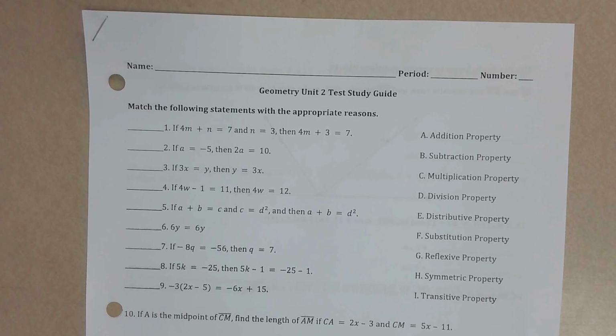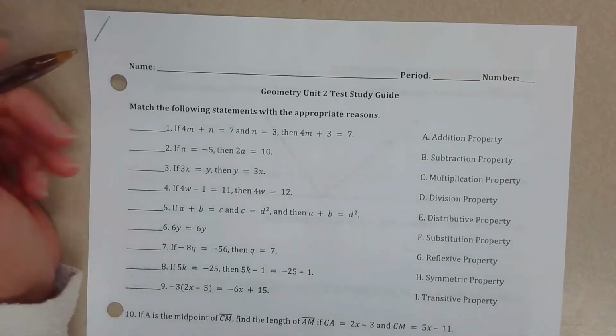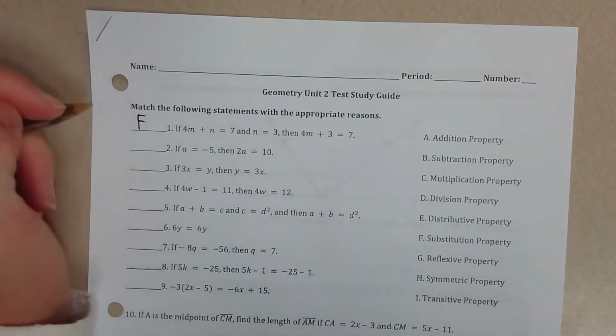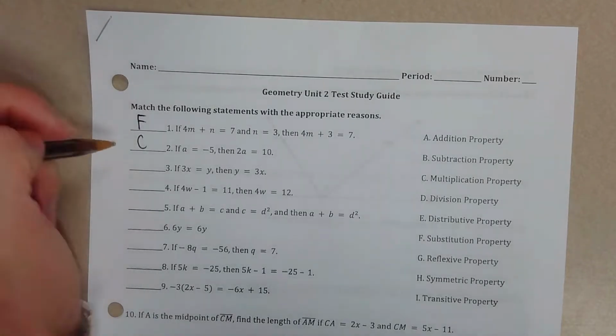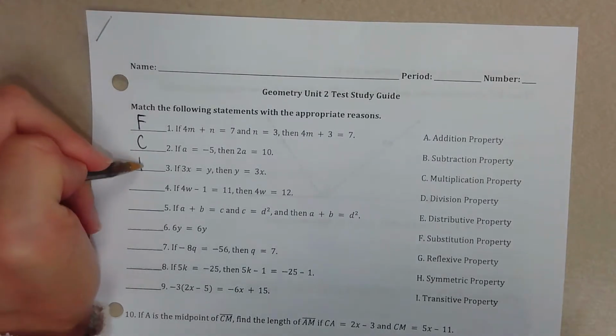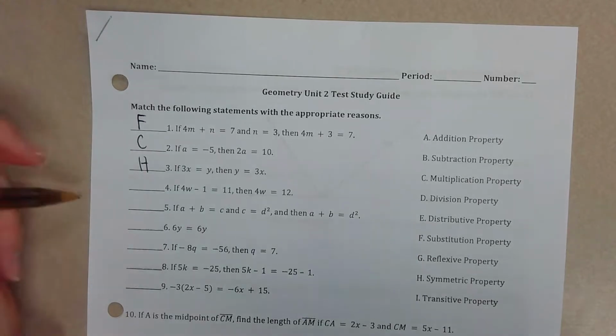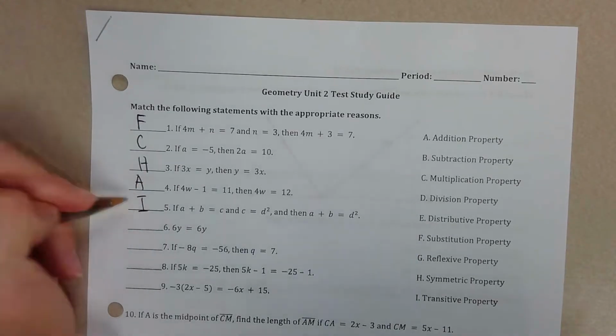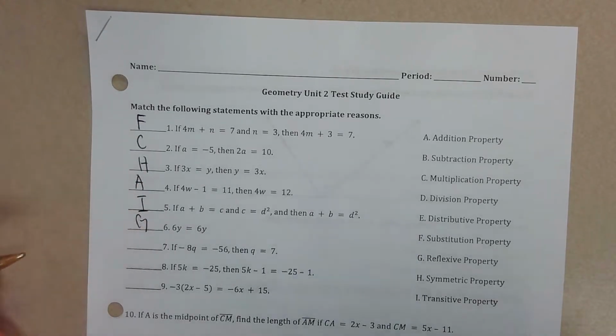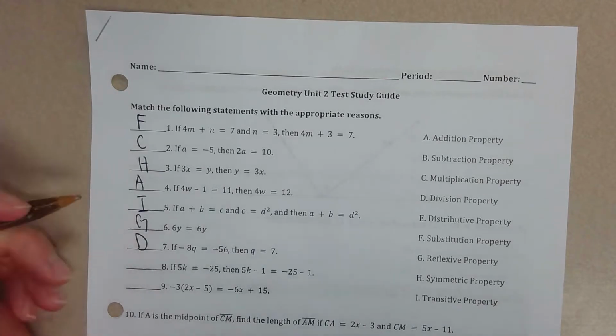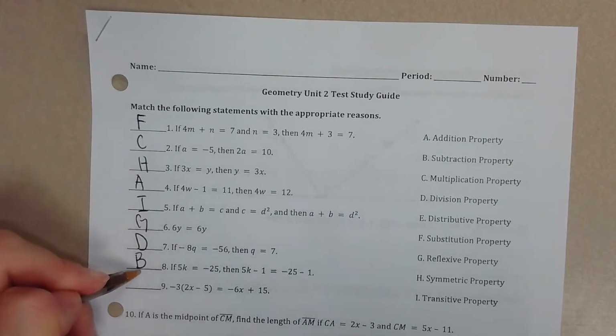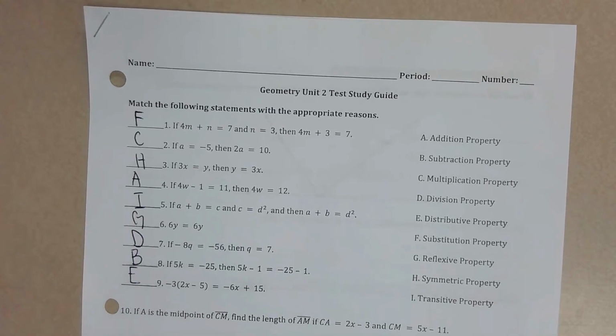Hey guys, so I'm just going to go over these and you can check them. But number one is F, two is C, H, A, I, G for 6, D as in dog for 7, B for 8, and E for 9.